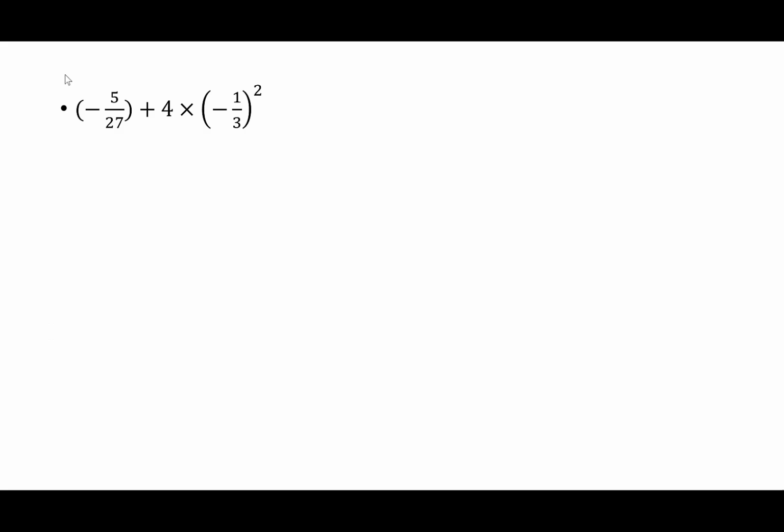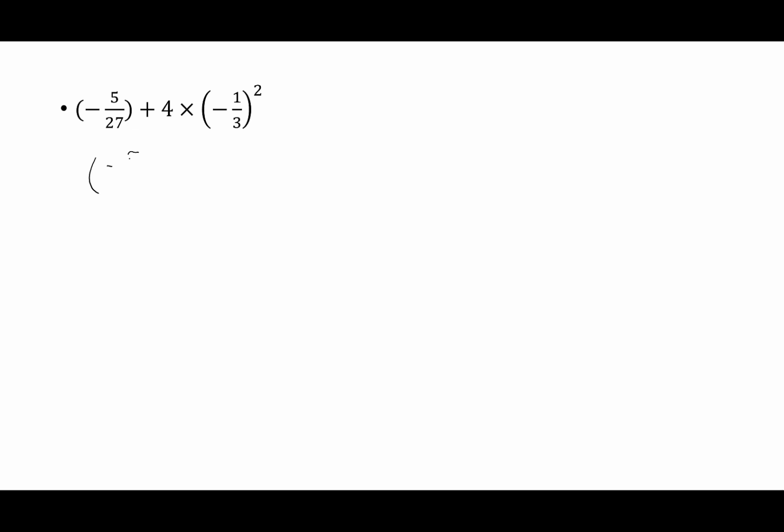So let's try kind of putting that together with other things we've learned. So this takes fractions in order of operation. So I have negative 5 over 27 plus 4 times negative 1 over 3 squared. Order of operation says you do parentheses, exponent. So the exponent is what I start with.